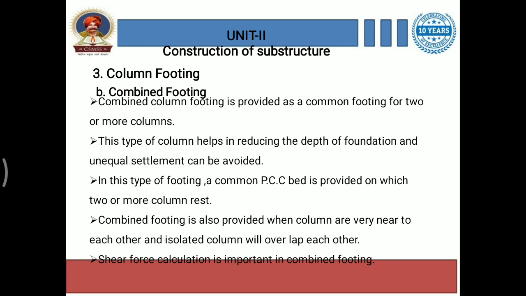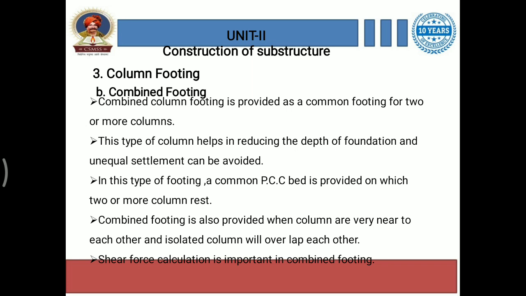column footing. In the column footing the second one is combined footing. In isolated footing we provided a foundation or footing for an individual column. Now here the name itself indicates that it is combined footing. Combined column footing is provided as a common footing for two or more columns. When a footing is provided for a single or individual column, it is isolated. And if the footing is provided for two or more columns, then it is called combined footing.